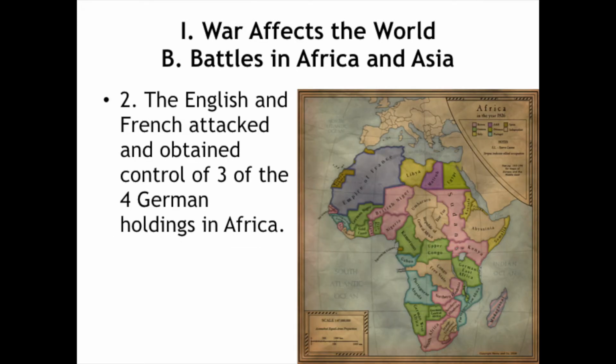After the Japanese attacks on German colonies, attacks amongst the colonies quickly spread. The English and the French would attack and obtain control of 3 of the 4 German holdings in Africa. Thus, now we have fighting on 3 continents by soldiers from 4 continents, thus making it a true world war.